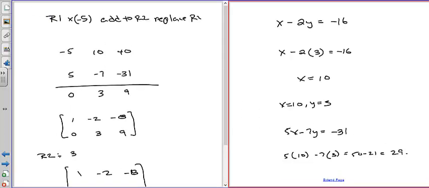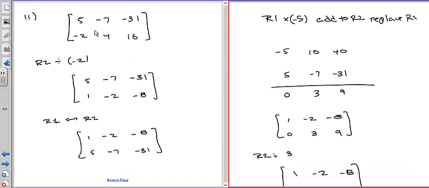So let's go back and look at this. Make sure I copied everything right here. So 5, negative 7, negative 31, negative 2, 4, 16. Divide row 2 by negative 2. Okay, switch them. Okay, then we're going to take negative 5 times row 1, which is going to be negative 5, positive 10, positive 40. Add these together. That seems right.